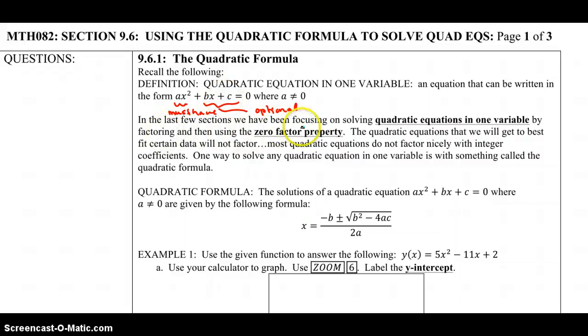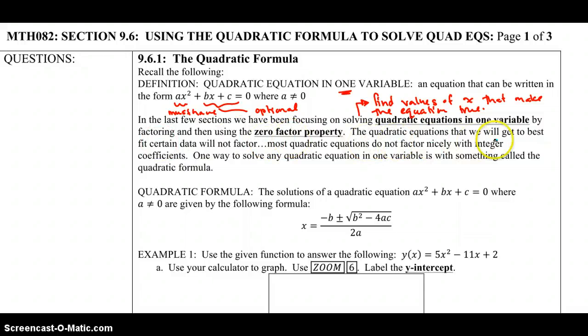In the last few sections, we've been focusing on solving quadratic equations in one variable. Keeping in mind this verb to solve means to find, in this case, values of x, since we only have one variable present now. So find values of x that make the equation true. And so far we've done that through factoring and using the zero factor property.